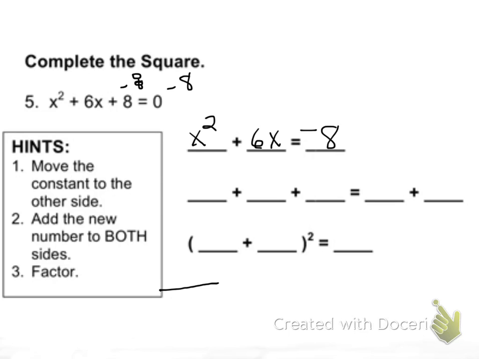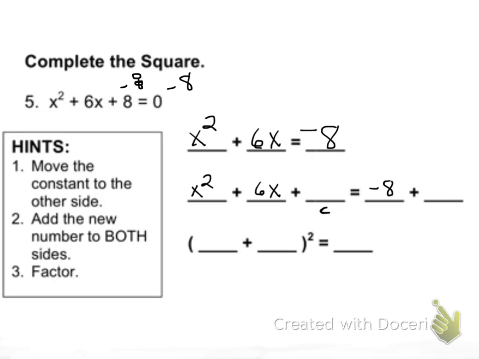Now, I'm going to add a blank. So I have x squared plus 6x plus blank equals negative 8 plus blank. And I usually actually draw the blank in when I do the problem, and I'll show you that later. Then I fill the blank with what should be there. Alright, remember it's b over 2.